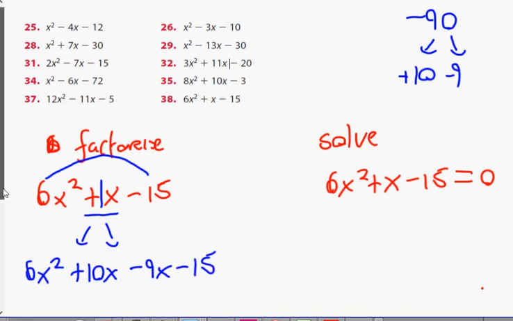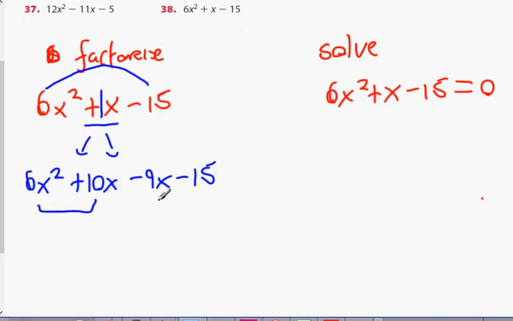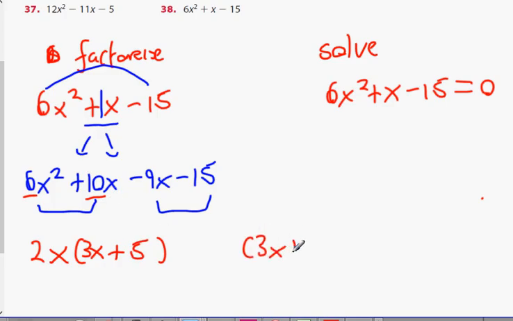Now, what happens now? Pair them up. What can I take out of the two of these? X. Is there any, what's the biggest number that will divide into 10 and 6? 2. Open up your brackets. See the way there's a plus here? That means a plus goes in there. What number multiplies by 2x to give you 6x squared? 3x. What number multiplies by 2x to give you 10x? 5. The other bracket must be the same.